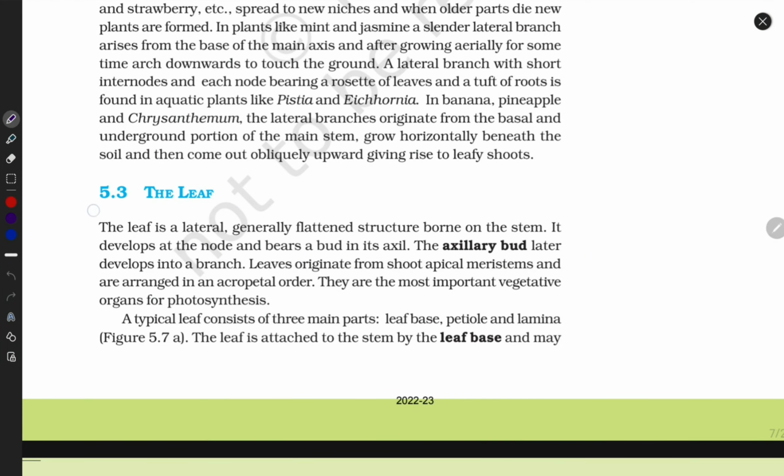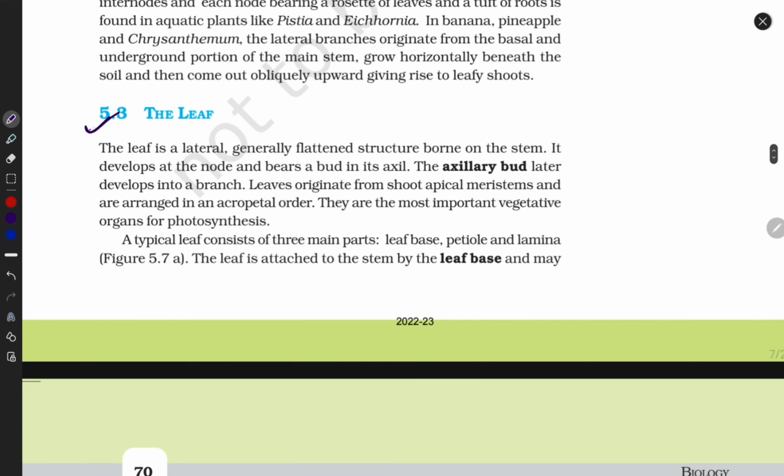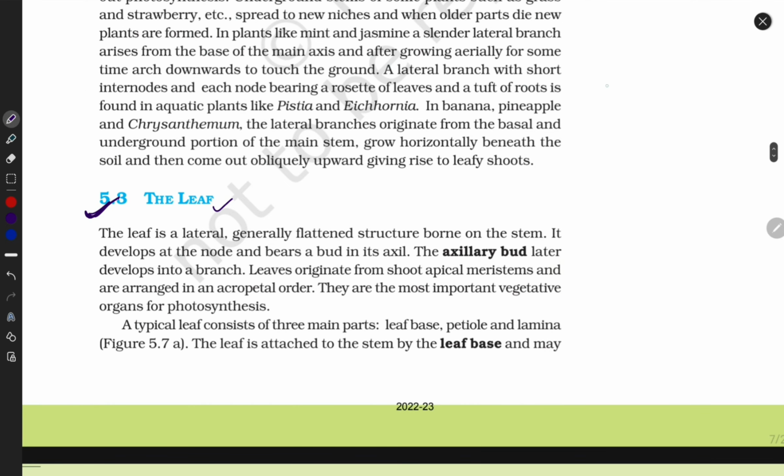So let's start with the leaf. We already discussed stem and roots, and their modifications also. Now let's move towards the what? Leaves. Guys, you all are familiar with what is leaf. This is the stem, root system, lateral side. Leaves are present, branches are present, but leaf is always present on the lateral side of the branch, lateral side of the stem. Why? Because here are the nodes. They give rise into what?